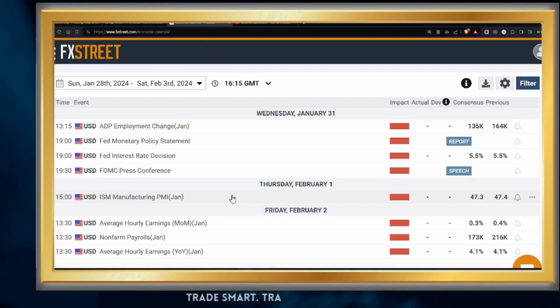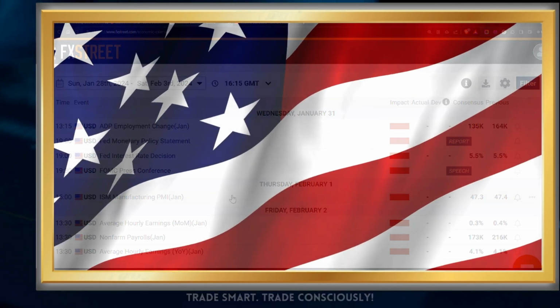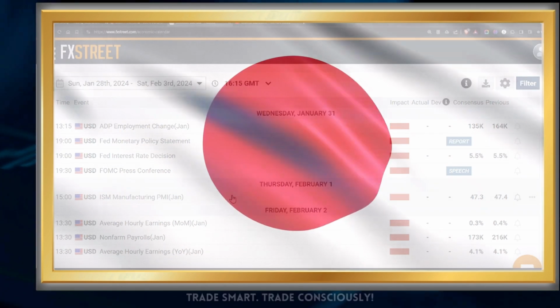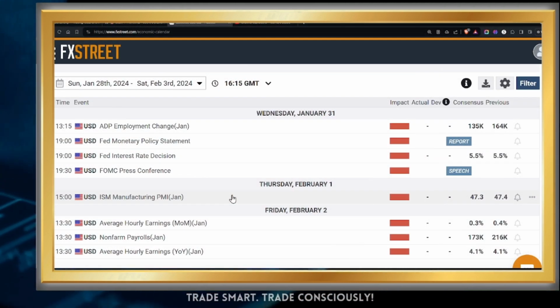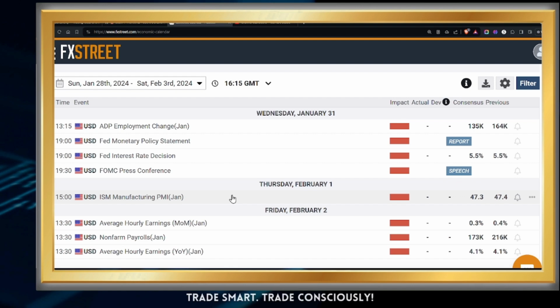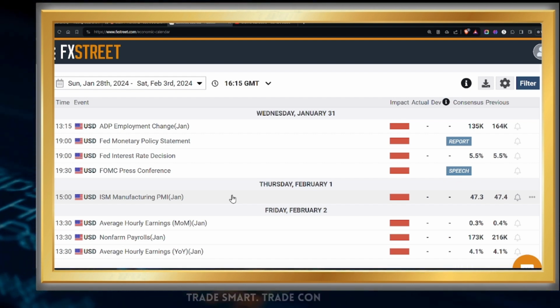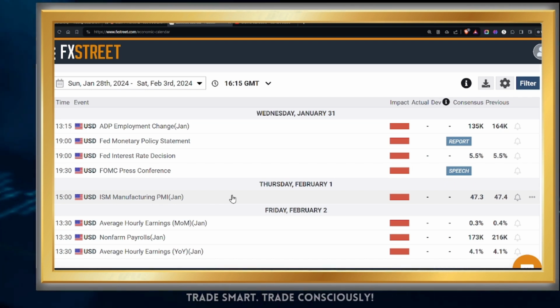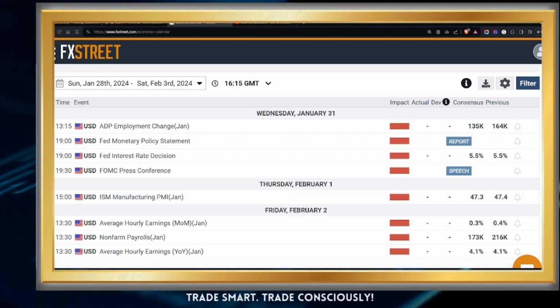Now, based on the assets on our watch list, we shall be focusing on economic features from both the United States and the Japanese economic docket. However, and unfortunately for the Japanese yen, there are no high impactful events that they could bank on to give some traction to this asset. So this week is laced with a handful of high impactful events from the United States.